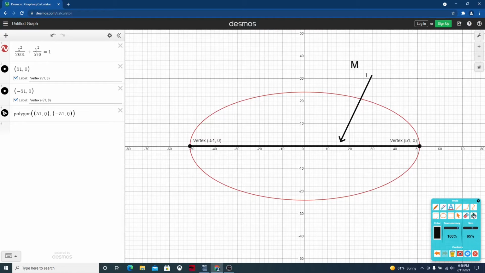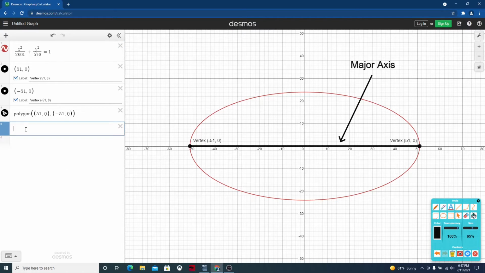Put it right here. Okay, that's the major axis of the ellipse. Now that's not the only points that we're going to be concerned about here. We're also going to be concerned about these points up here and down here. Okay, 0, 24 and 0, -24.